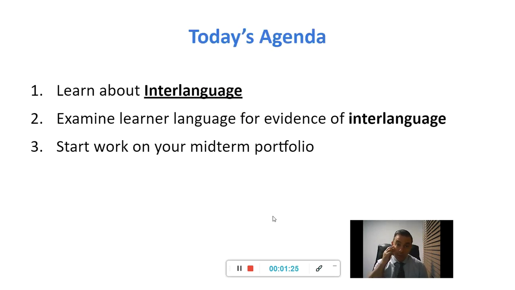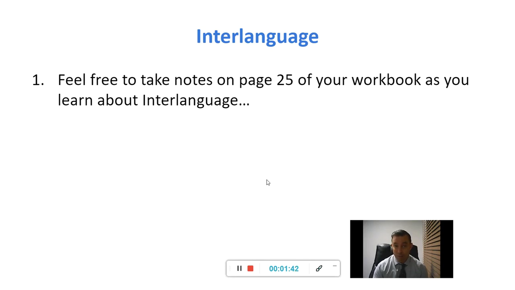So today you're going to learn about interlanguage, and we'll examine some example learner language for evidence of interlanguage. And of course, I'm going to remind you to start work on your midterm portfolio if you haven't already. So feel free to take notes in your booklets on page 25 as you learn about this concept.